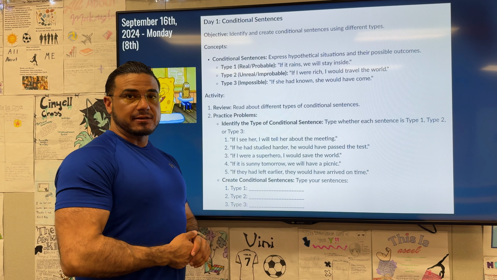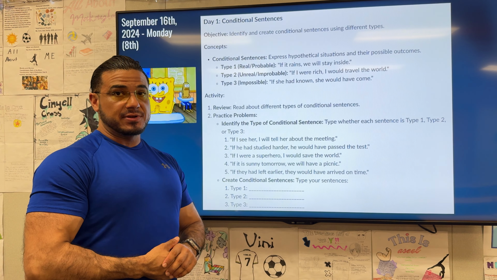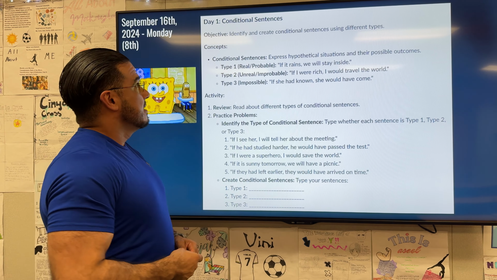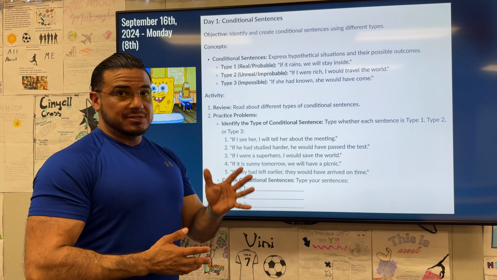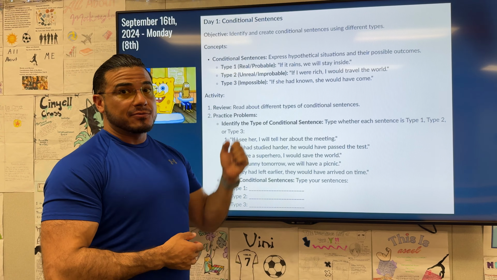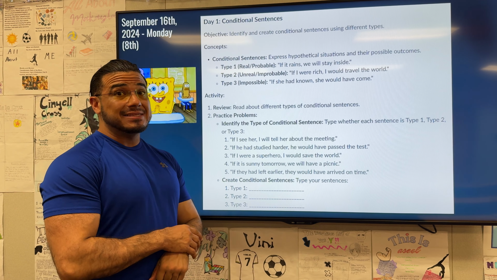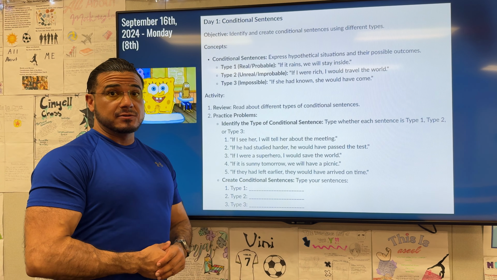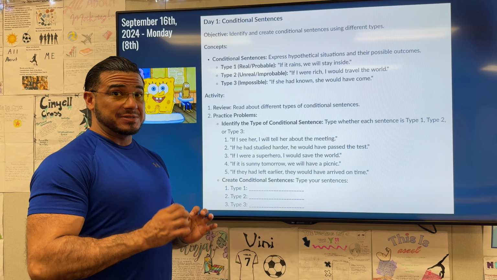In this morning's exercise, what we're going to be doing is exploring three different types of what are called conditional sentences. All right, now, the objective for today is we will be able to identify and hopefully create conditional sentences using the different types that there are. But first, of course, we're going to have to go through what those three types refer to or are specifically.